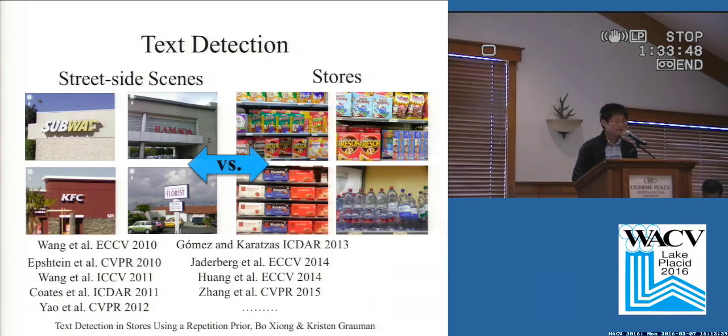Look at these two types of images and you'll know they're actually quite different in nature. Images from street side scenes contain text that's normally featured in a sign or the side of a building, whereas in stores, text printed on a product often appears within substantial clutter. We study the problem of text detection in stores, and to the best of our knowledge, this is the first work that specifically targets indoor environments.